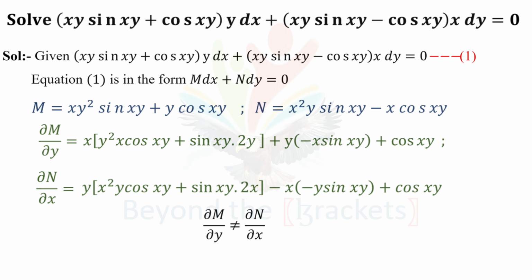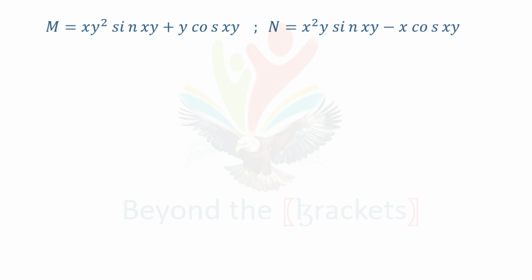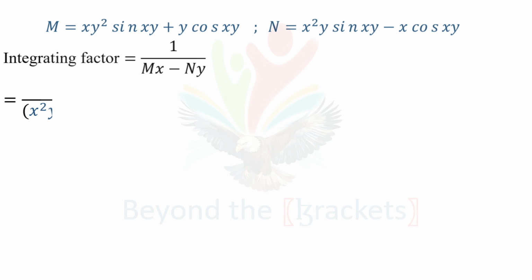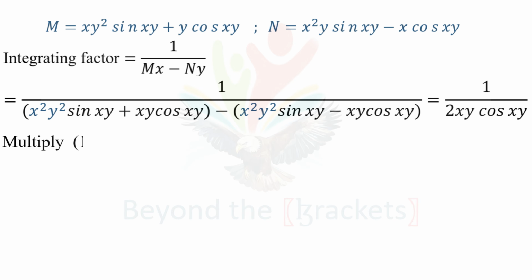Coming back to the equation, the entire term of dx is multiplied by y and the entire term of dy is multiplied by x. So this is a non-exact differential equation of the form y f of x comma y dx plus x g of x comma y dy is equal to 0. For this, the integrating factor will be 1 by Mx minus Ny. Multiplying M with x we get x square y square sin xy plus xy cos xy, minus multiplying N with y we get x square y square sin xy minus xy cos xy. So the integrating factor will be 1 by 2xy cos xy, which will be multiplied with equation 1.